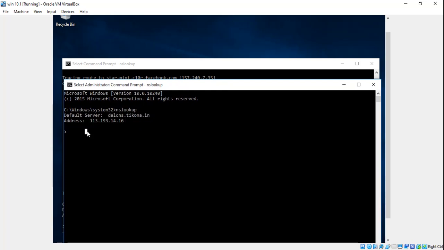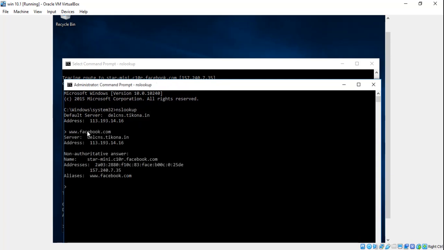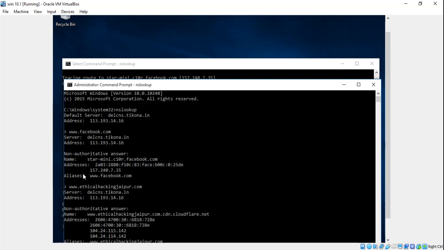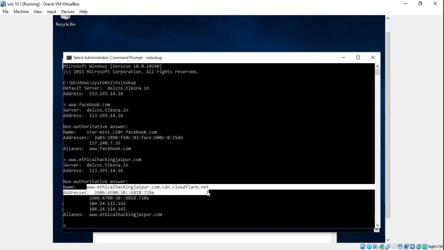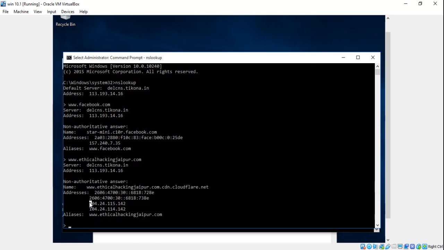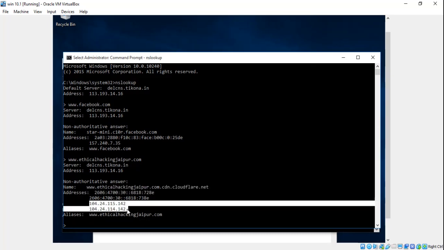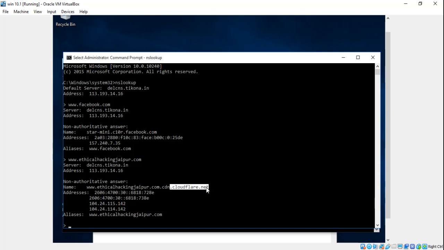Okay, now let's try this on our target, that is facebook.com. Okay, now let's try this on one another website. See, this is the domain name and it is protected by Cloudflare. Okay, so we are getting the DNS information here, right?